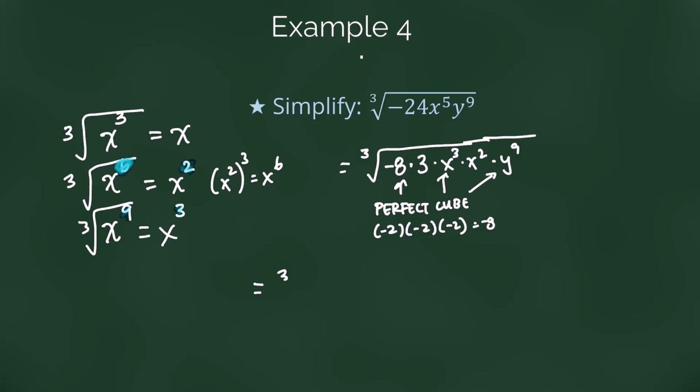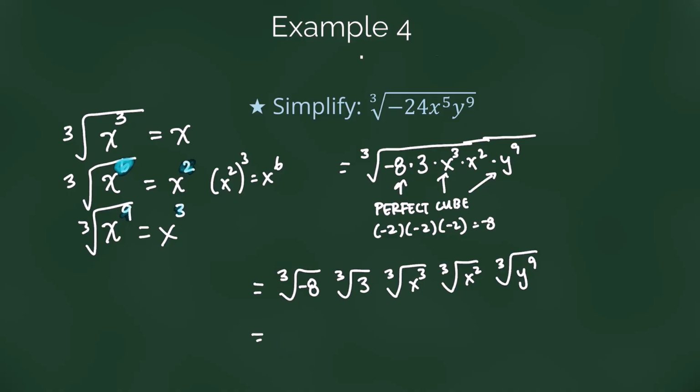I'm going to write this as the cube root of negative 8, the cube root of 3, the cube root of x cubed, the cube root of x squared, and the cube root of y to the 9th. So the cube root of negative 8 is negative 2. The cube root of 3 doesn't simplify any further. The cube root of x cubed is x. The cube root of x squared, because 2 is less than 3, does not simplify any further. And then the cube root of y to the 9th, using the rule we have over there to the left, is going to be y to the 3rd.